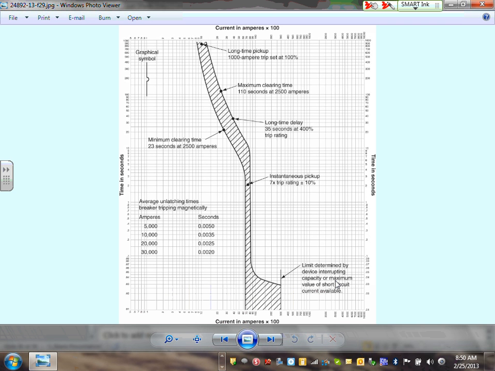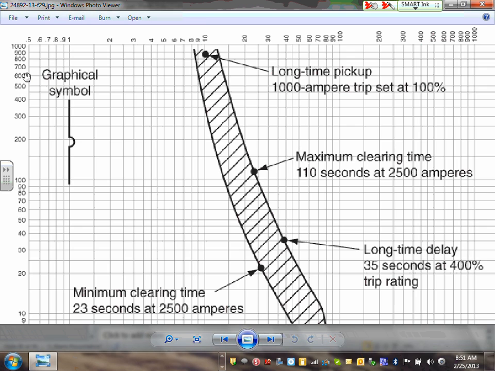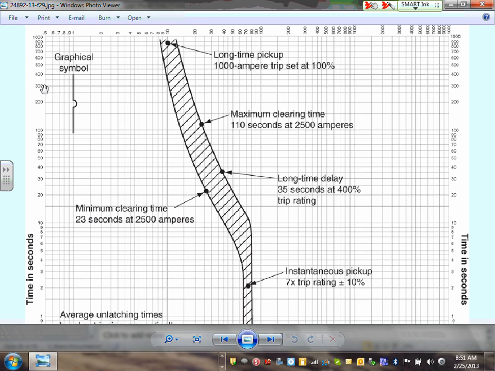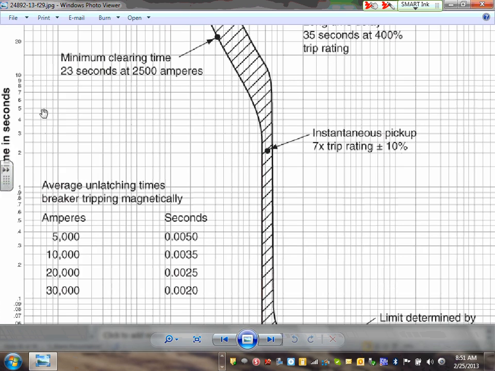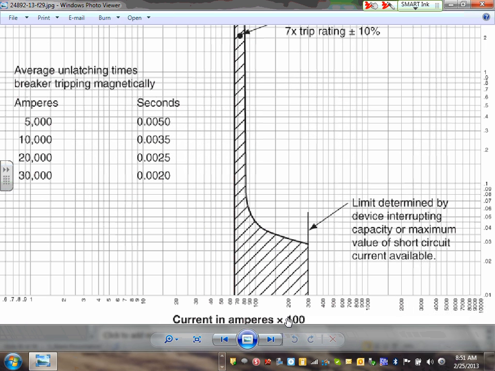We have a presentation of Mishad Cooley. They're going to be giving you a curve like this. You must understand this curve. If you guys look at the top, the y-axis is the time. Can you guys see time in seconds? The x-axis is amps multiplied by 100. Everybody can see? Multiplied by 100.